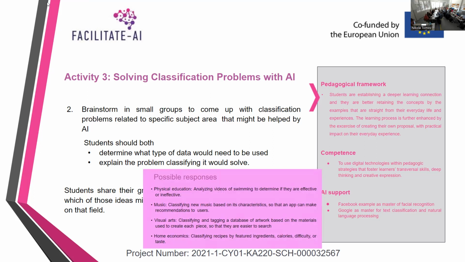Possible responses: physical education, analyzing videos of swimming to determine if the movement of the swimmer is good, is efficient or not. Music, classifying new music based on its characteristics, so that an app can make a recommendation for the users. Visual art, classifying and tagging a database of artwork based on the material. Home economics, classifying recipes by features, ingredients, calories, and difficulty or taste.